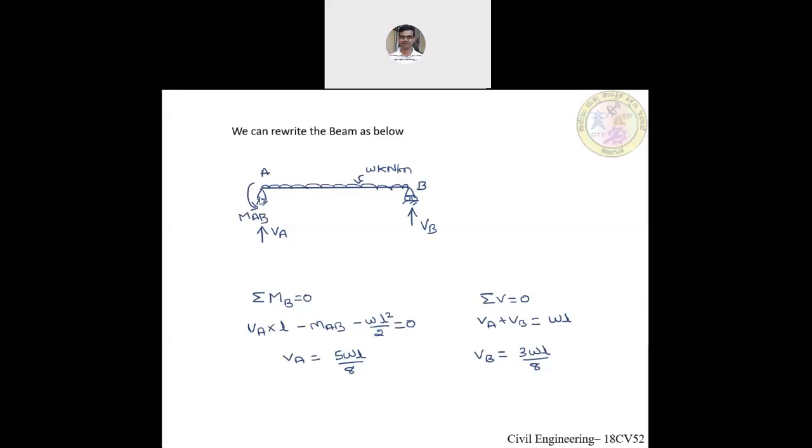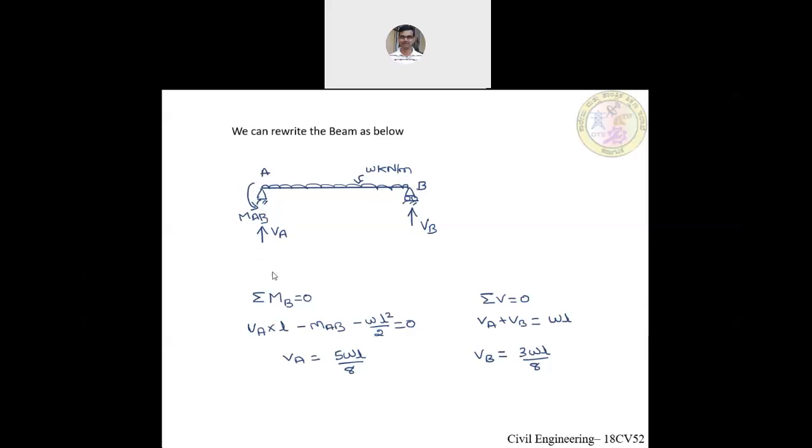Now, joint A is a pinned support. Since there are no horizontal forces acting on the beam, we can ignore the horizontal reaction. We will have only vertical reactions, VA at A and VB at B. Now, by applying the basic equations of equilibrium, I'll take summation of moment about B equal to 0. VB doesn't cause any moment as it is passing through the moment center. MAB and the uniformly distributed load need to be considered to calculate the moment about B.